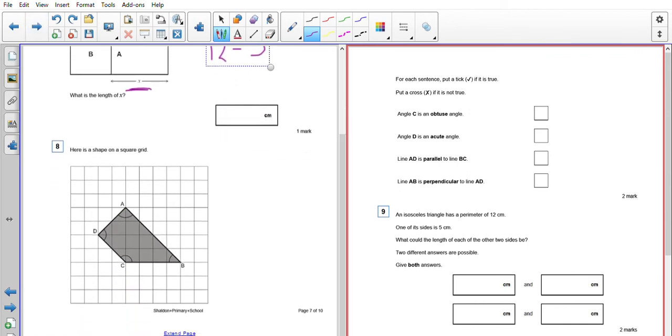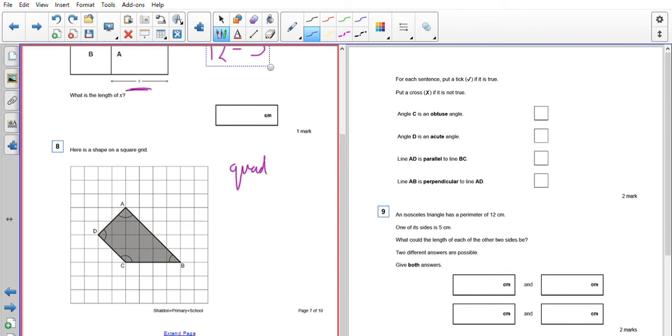Question number 8 is down here. Before I look at these on the right hand side, I promise you I'm not looking at them. I'm going to write down what I know about this. This shape is a quadrilateral. It's got 4 sides, 1, 2, 3, 4. I know that angle A is going to be 90 degrees, it's going to be a right angle.